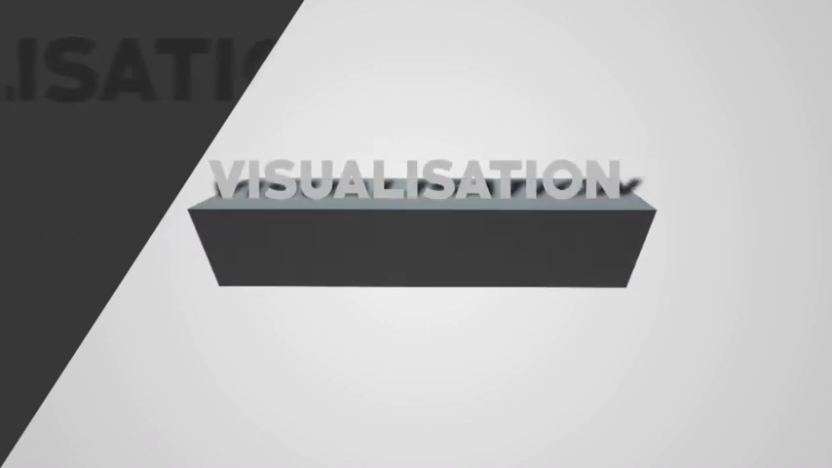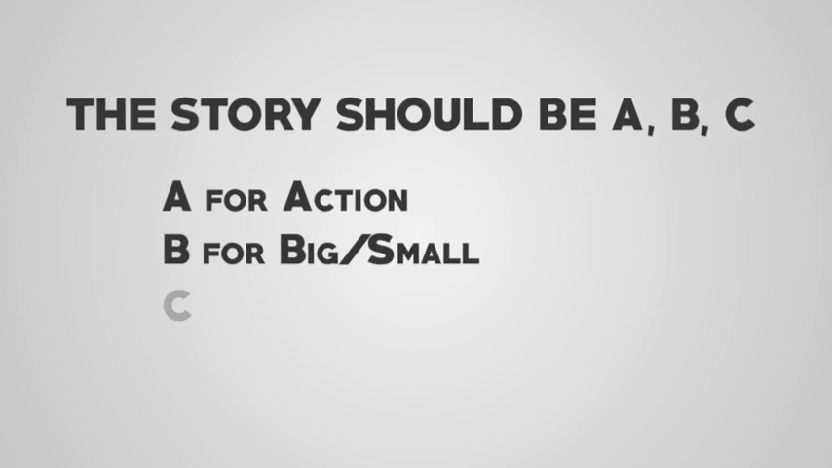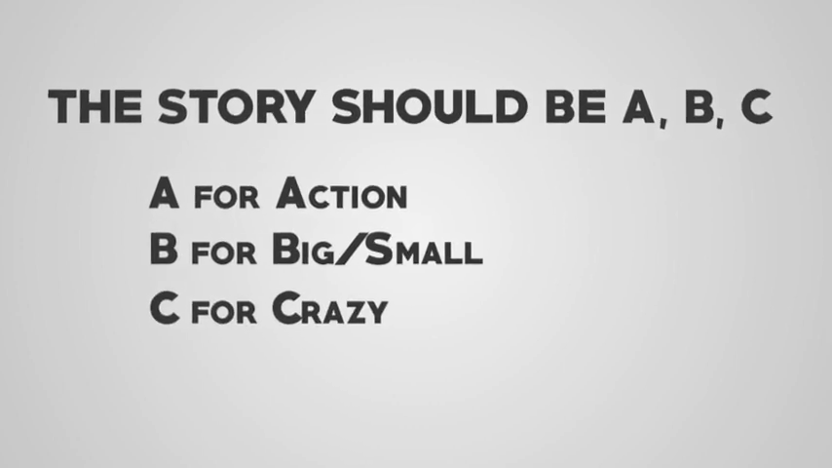Now start linking these images. Hope you remember how to do linking. First, posture. Second, visualization. Third, story. The story should have A, B and C. A for action, B for big or small, and C for crazy. Okay, let's get started now.